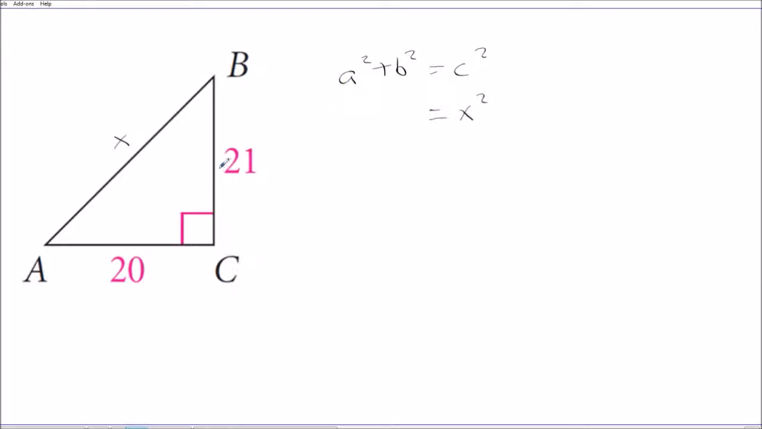For a, I'm just going to pick the lesser of these two. Okay? So 20 squared plus 21 squared. Now, little things that people miss. Some people forget to put the squared. Don't forget to put the square. That's silly. And some people forget that squared is different than a square root.